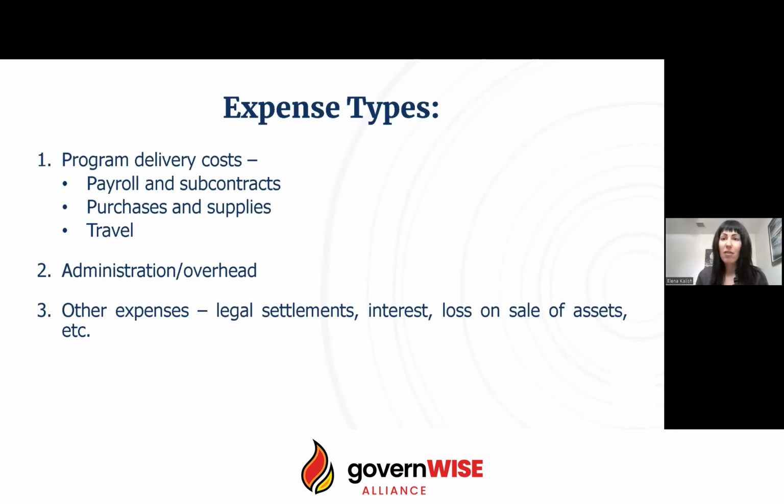Okay, then we can have a loss on sale of assets. So if we have, say, a vehicle or a building, an asset that we own long-term, and we sell it, if there is a loss on that sale, that's not a recurring expense. So that would be presented likely under other expenses.